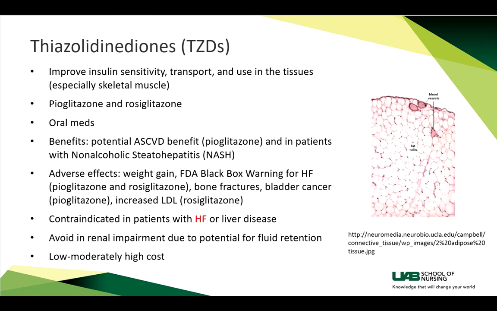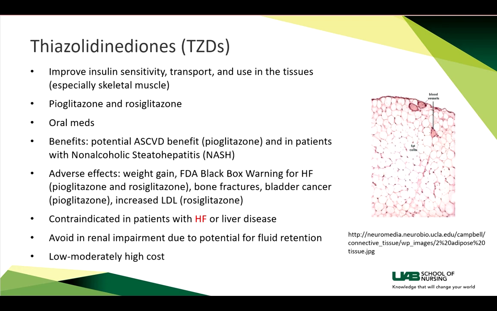Let's talk about the TZDs next. TZDs improve insulin sensitivity, transport, and use in the tissues, especially in the skeletal muscles. We have pioglitazone and rosiglitazone that fall within the TZD drug class. These are oral medications. They have some potential benefit to those patients who have atherosclerotic cardiovascular disease, and that includes the drug pioglitazone, and in patients with non-alcoholic steatohepatitis or fatty liver, known as NASH. So there's some potential benefit there.